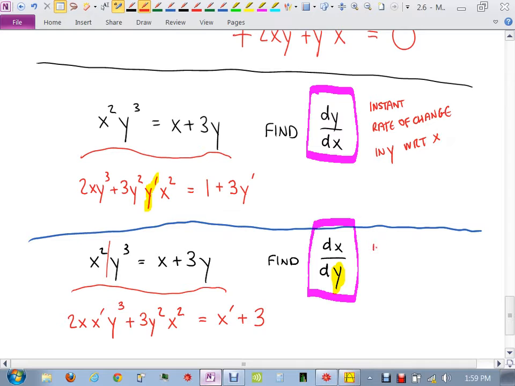The other one is your instantaneous rate of change. I'm going to use delta instead of the word change. In what? X with respect to y. So it's still a rise over run, but your rise is actually your change in x and your run's your change in y. So it's a different sort of approach to the same idea of a tangent.